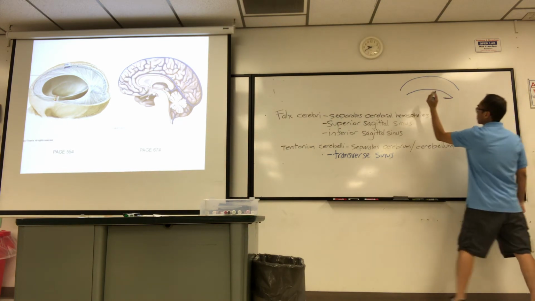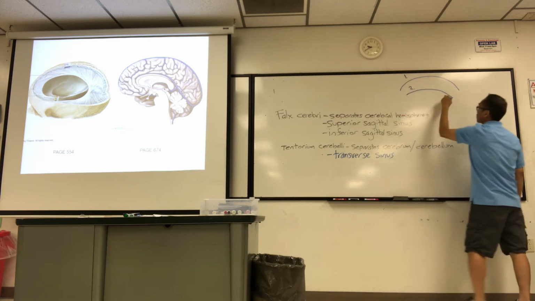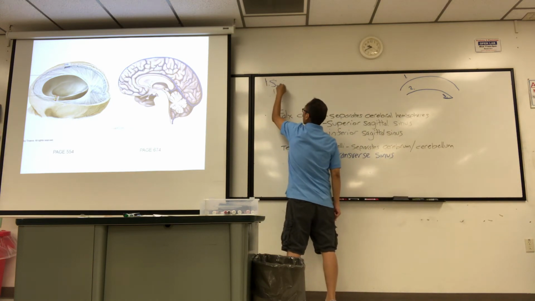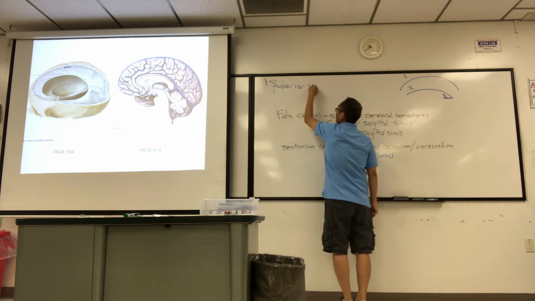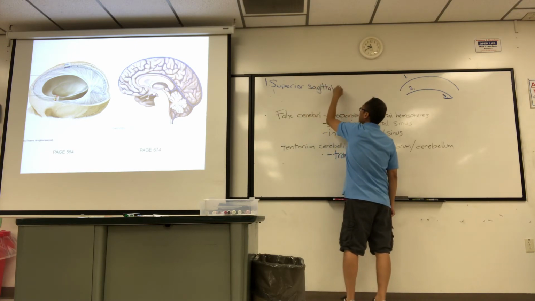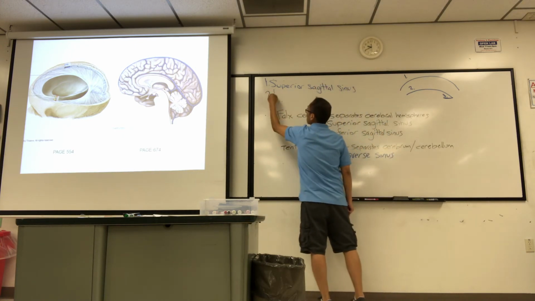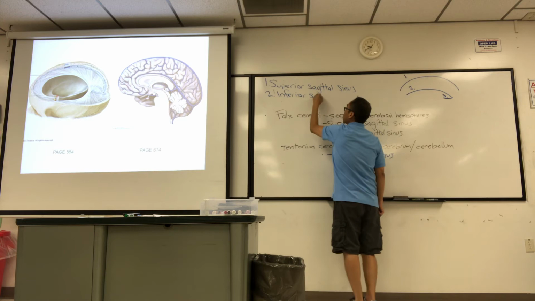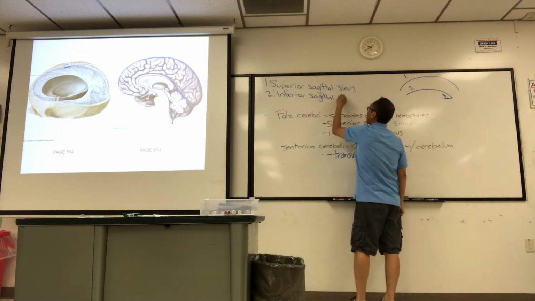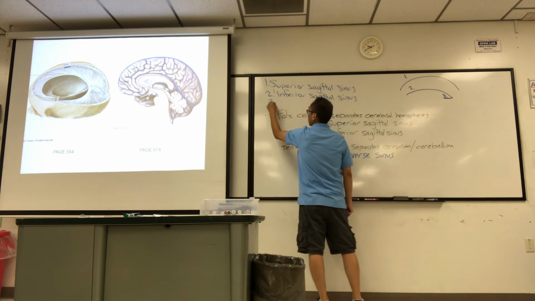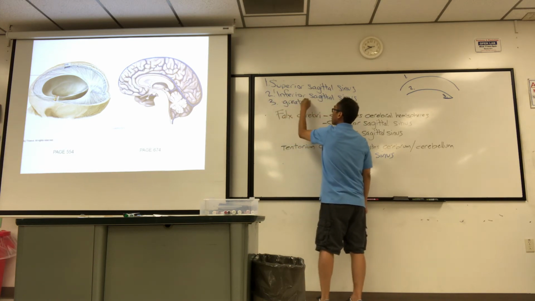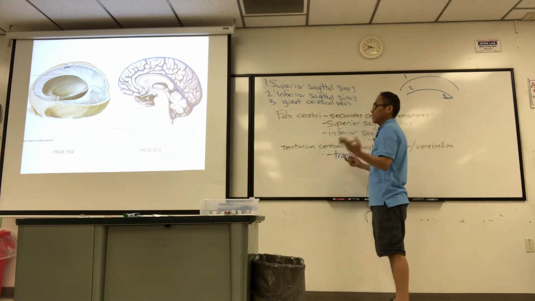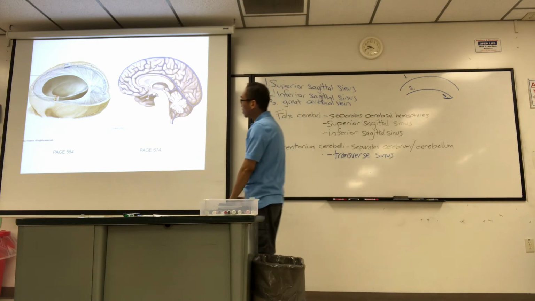Okay, so let's start to number these. One is superior sagittal sinus. Two is inferior sagittal sinus. Three, great cerebral vein. They're all veins. They're returning blood to the heart. They're called sinuses.